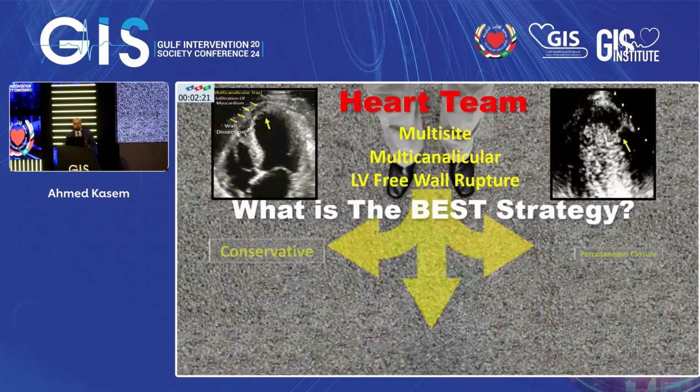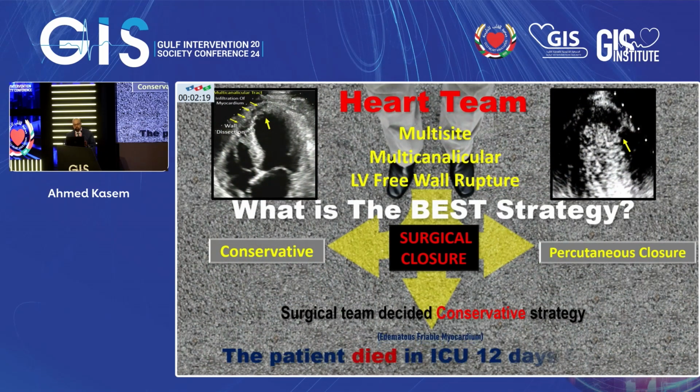mortality. And after discussion with the heart team and surgical team, they decided to downgrade the patient to conservative management. They claimed the patient had a friable apex, friable myocardium, all areas with multi-site, multi-location, multi-canalicular rupture, and we also had a doubt that there was some serpiginous rupture, also encroaching on the RV as well. So they downgraded the patient, and unfortunately the patient died after a few days.